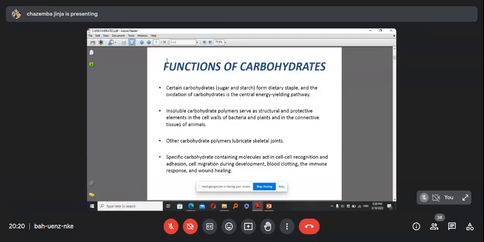Equally, insoluble carbohydrate polymers can serve as structure or protective elements in cell walls of bacteria and connective tissue in cells. An example I can give are the N-acetylglycosaminoglycans. These are an example of carbohydrates which are insoluble and tend to have a protective or structure function in cell walls of bacteria. These are a class of carbohydrates which are found in cell walls of bacteria and connective tissue of animal cells that serve for structure and protective functions.